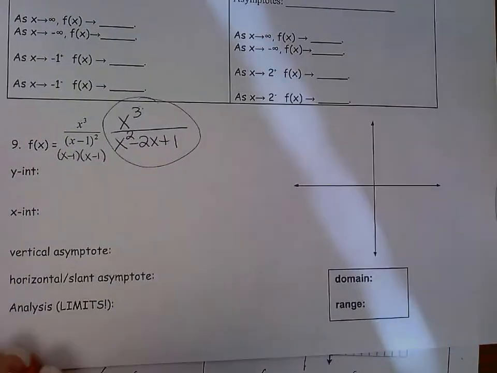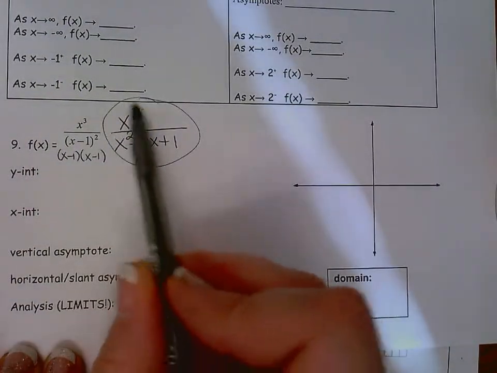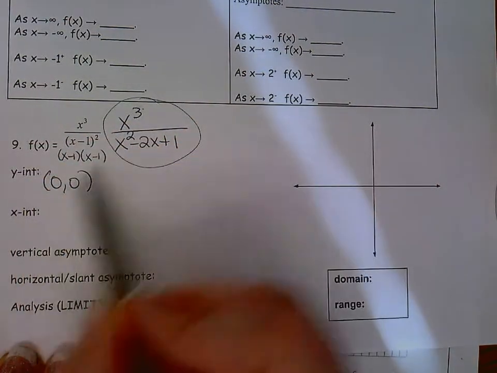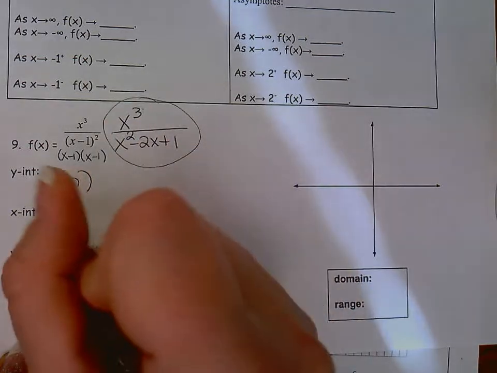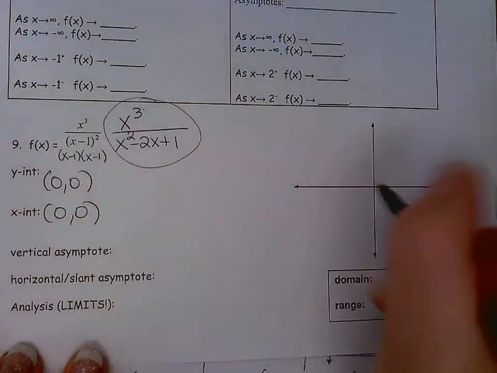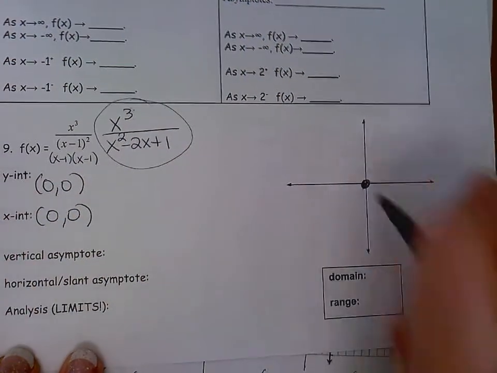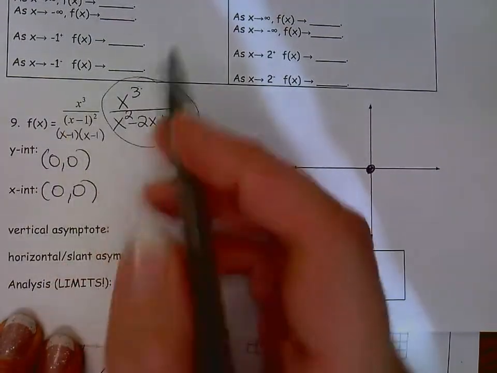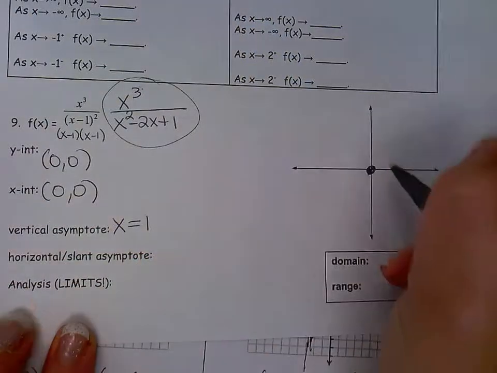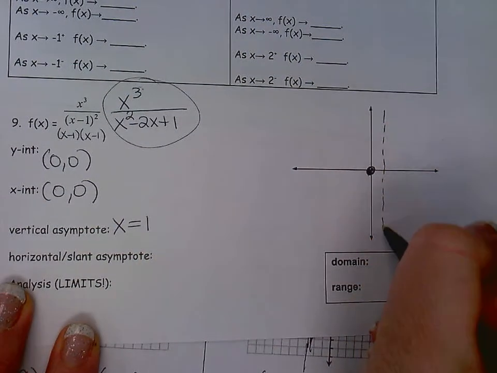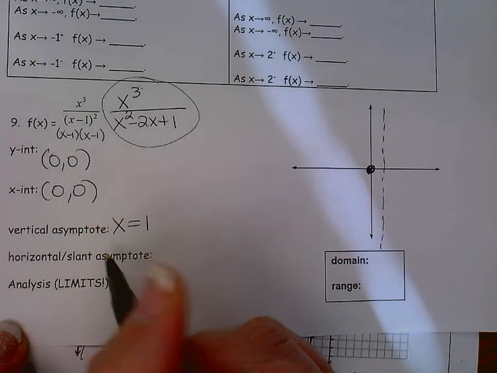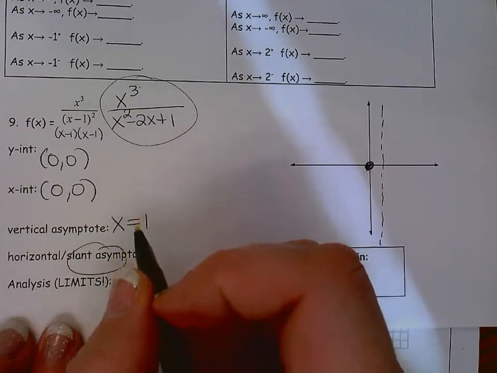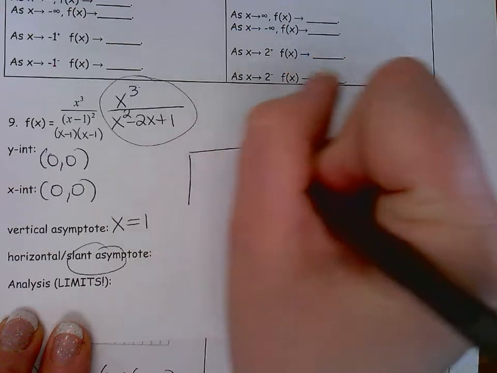So let's see, the y-intercept, if I plug in 0, I get 0 divided by 1, which is 0. And my x-intercept, I'm going to get 0 when x is 0. So they both go through the point (0, 0). My vertical asymptote, because it was in factored form, I can see that the vertical asymptote would be at positive 1. And then I'm going to have to do a slant asymptote because x cubed divided by x squared is going to give me my asymptote.